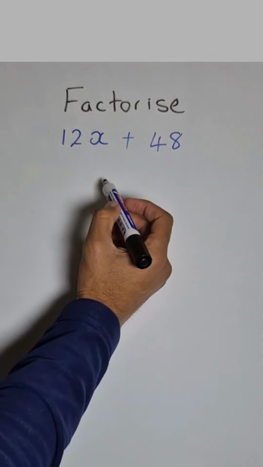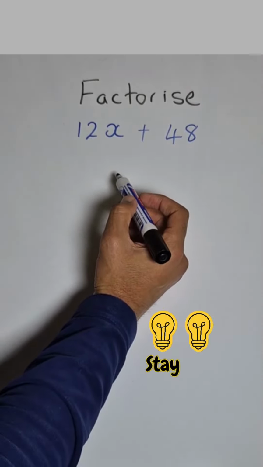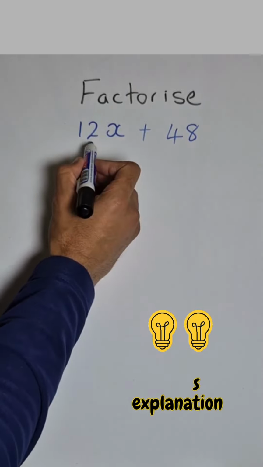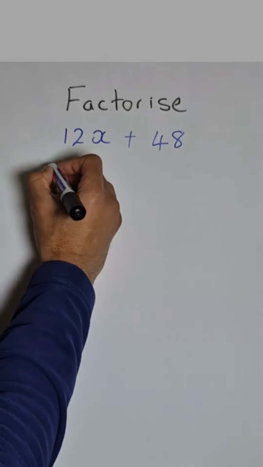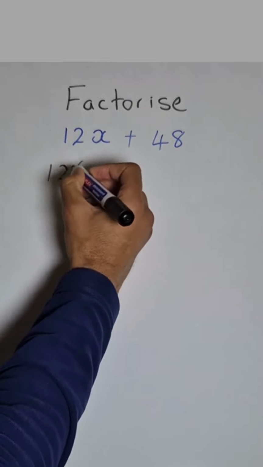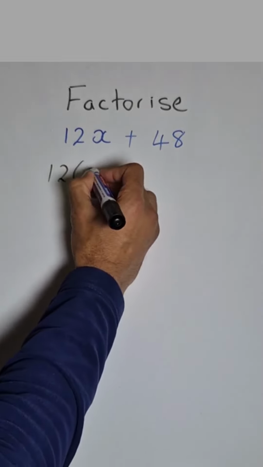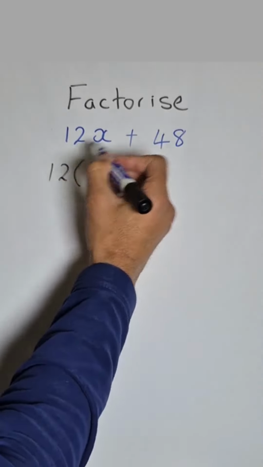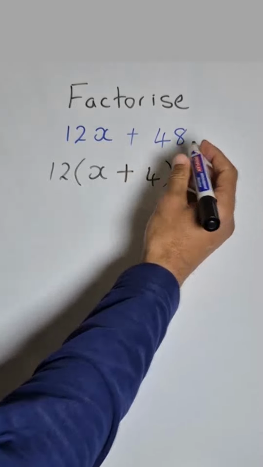So here we have a typical factorization sum, and in this case I need to find a common factor. So a common factor that can go into the first term and the second term, and that common factor is 12. So if 12 goes into 12x, I have a remainder of x. I'll bring my plus sign down. 12 goes into 48, 4 times.